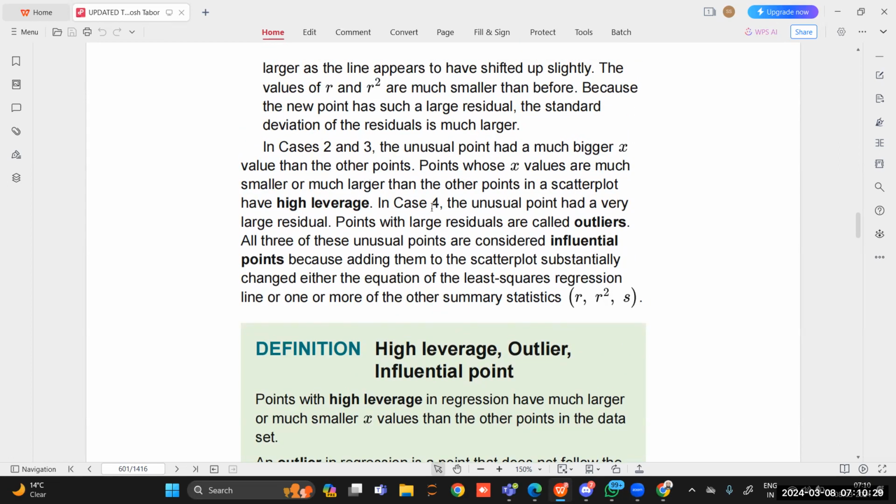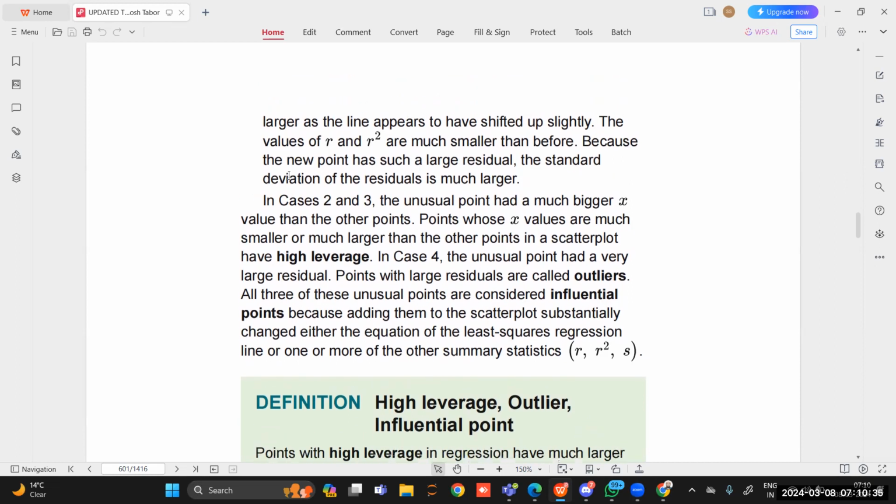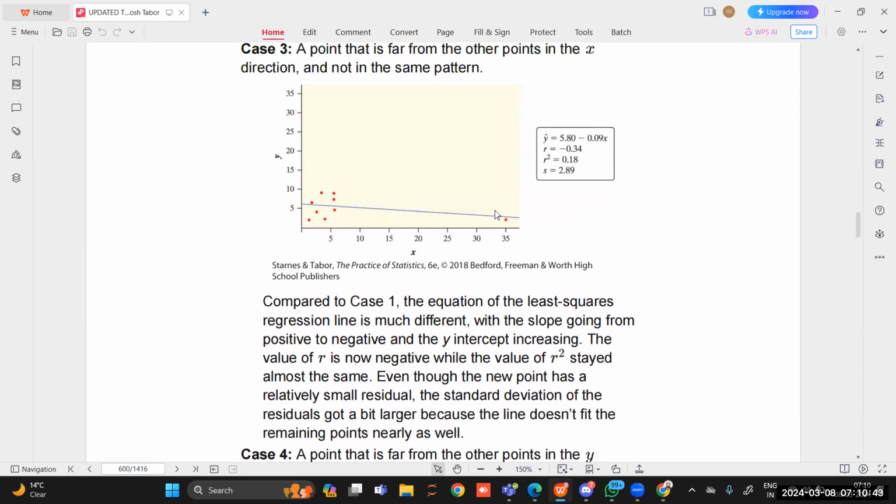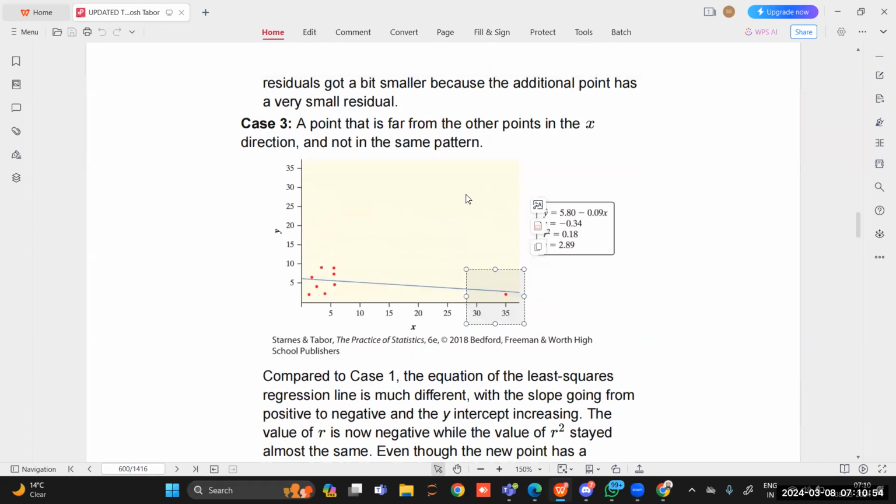Points with high leverage in the regression have much larger or much smaller x values than the other points in the data. What he has explained is that in cases 2 and 3, the unusual point had a much bigger x value than the other points. In case 3 also, this was not having a high residual, but it was having a very small x value. Same thing as here.